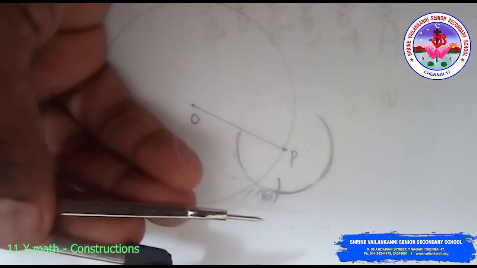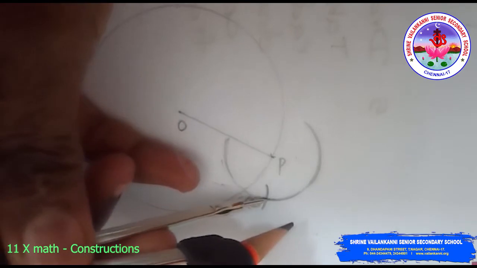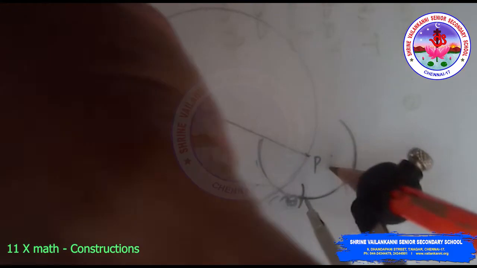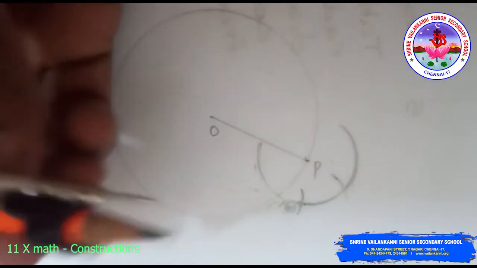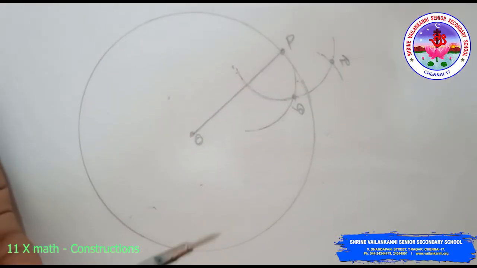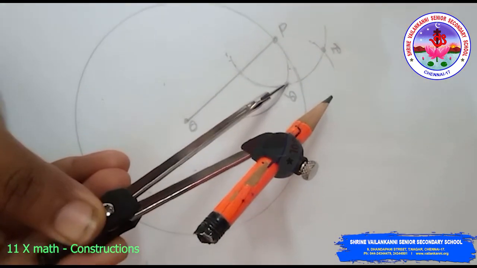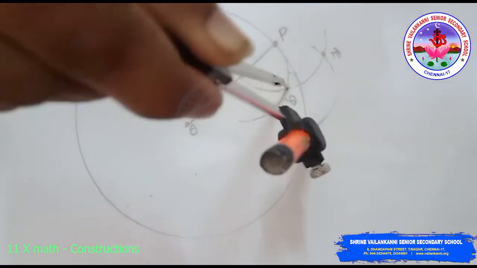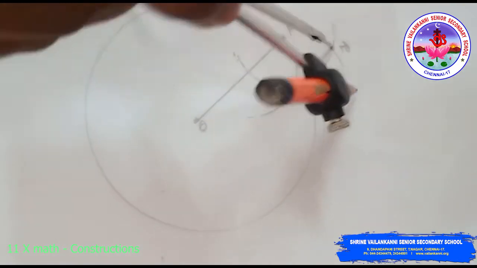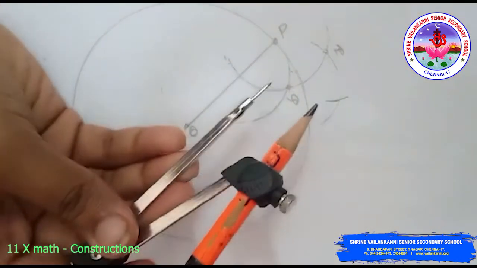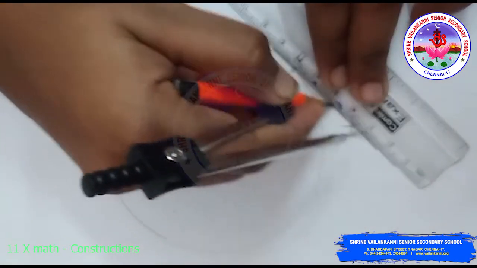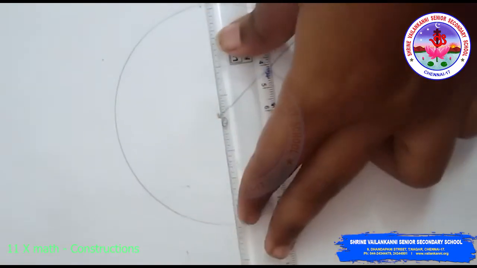Now with the same measure of 2 cm, keeping at the point Q, I am going to cut an arc that cuts the previous arc. Name this point as R. Keeping my compass needle at Q, I am going to give an arc, and again keeping the compass needle at R, I am going to cut the previous arc now. Naming this point as S. Join PS and extend the line. Going to draw one more radius inside the circle.